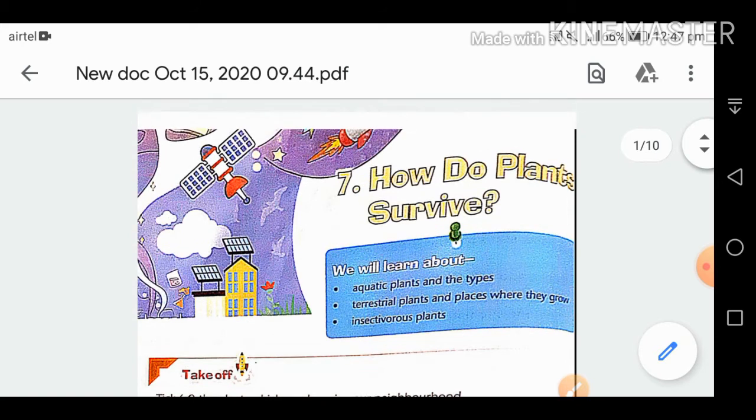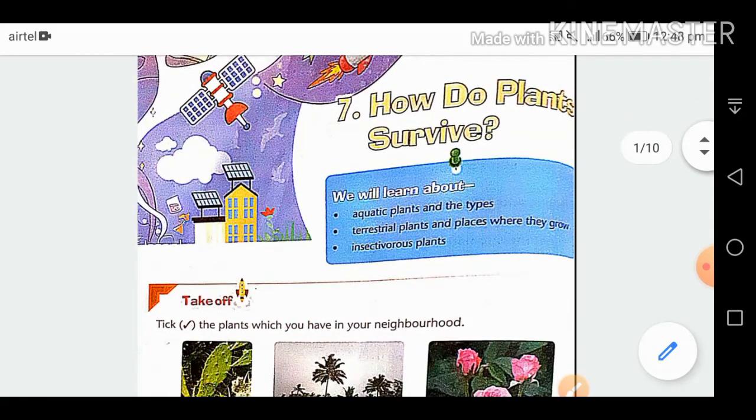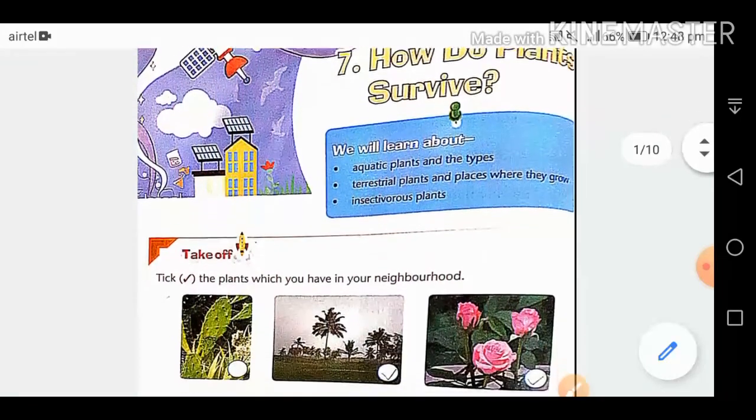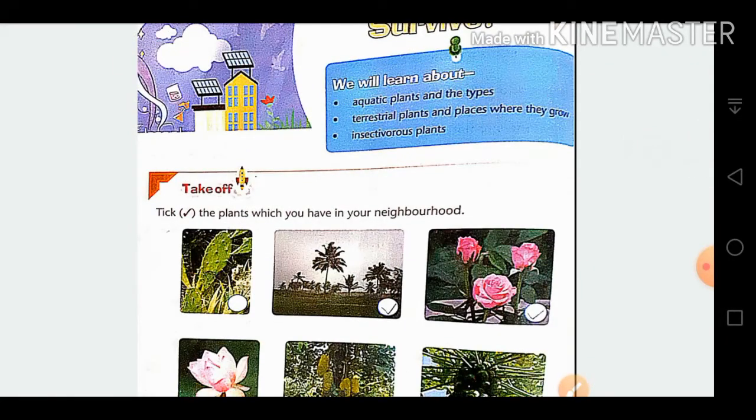So, today we will learn about plants and how they survive, and we will also do the exercise questions of this chapter. But before the exercise questions, we will discuss this chapter in brief because we already did the complete explanation of the chapter in class. So, let's start. As is clear from the name, how do plants survive, and the types of plants we have: aquatic plants, terrestrial plants, and insectivores.